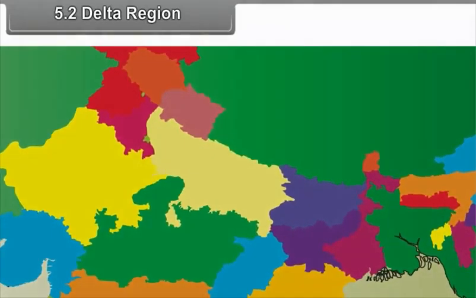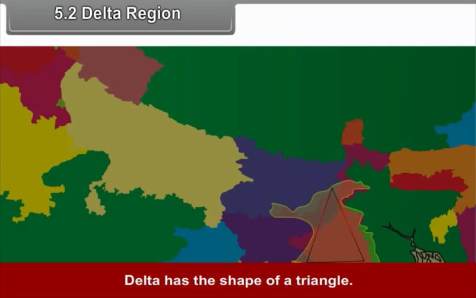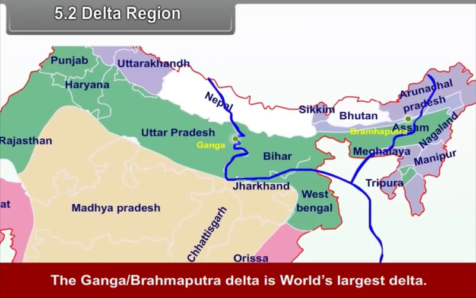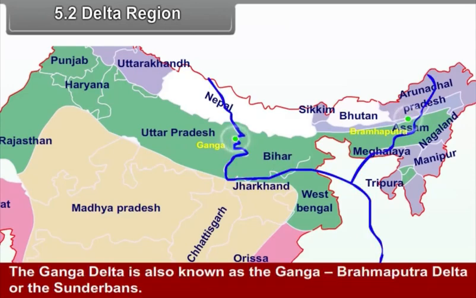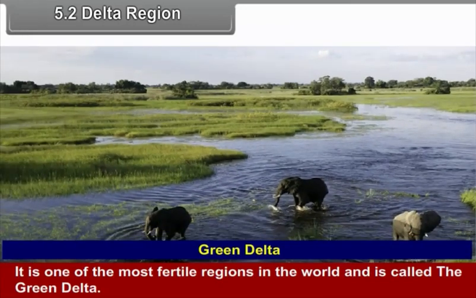5.2 Delta region. Delta has the shape of a triangle. The Ganga-Brahmaputra Delta is the world's largest delta. The Ganga Delta is also known as the Ganga-Brahmaputra Delta or the Sundarbans. It extends in West Bengal and Bangladesh. It is one of the most fertile regions in the world and is called the Green Delta.